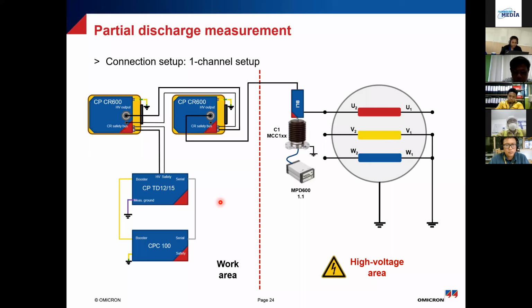You are using this kind of source to do a tan delta measurement. Just by adding a device like a coupling capacitor and the measurement unit, you can now do a PD measurement along with it. So no change in setup, but you're getting more information out of it. I wouldn't say no change in setup, but a little bit of change in setup. You just add a coupling capacitor and some measurement device, and you're able to get more information out of almost the same setup.